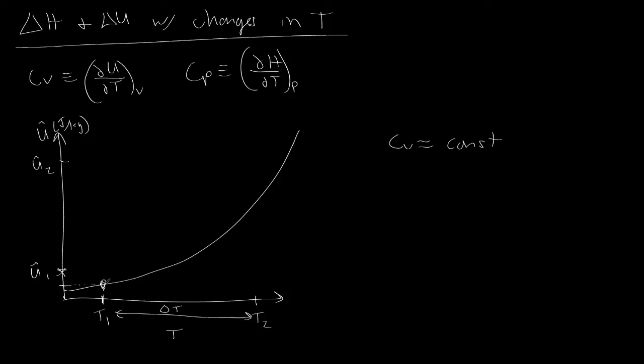We are at some initial condition here, and again, let's redraw this one here. And then we're going up to some condition 2. So this would be number 1, and this would be number 2. If we were to connect this with a straight line, that would be assuming that C sub V is equal to constant, in which case we would have delta U is equal to C sub V delta T. The C sub V would be the slope.